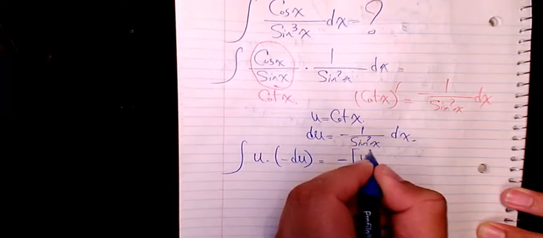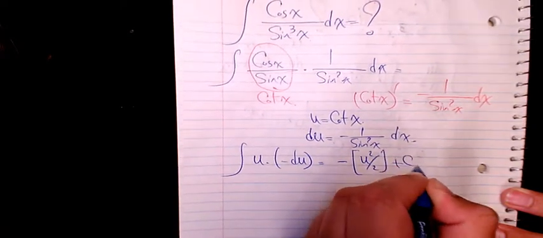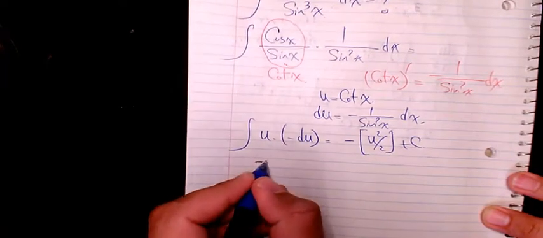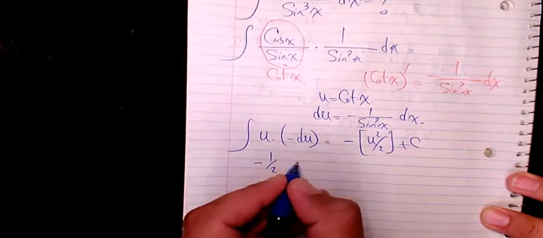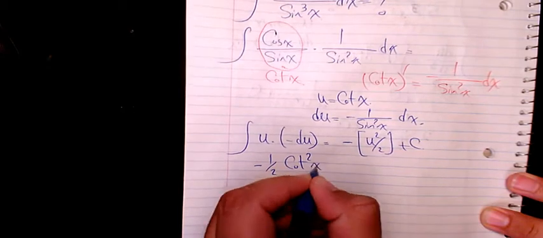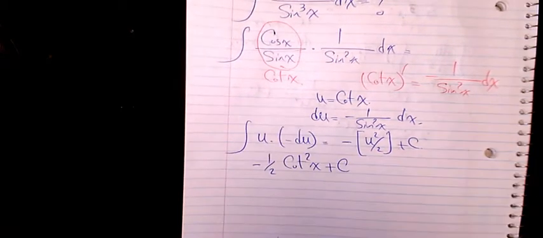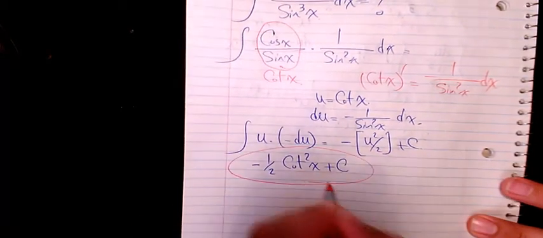After integration it is going to be negative u squared divided by 2 plus c. So that's negative 1 over 2 times u squared, which is cotan squared x, plus c. So that's the final answer.